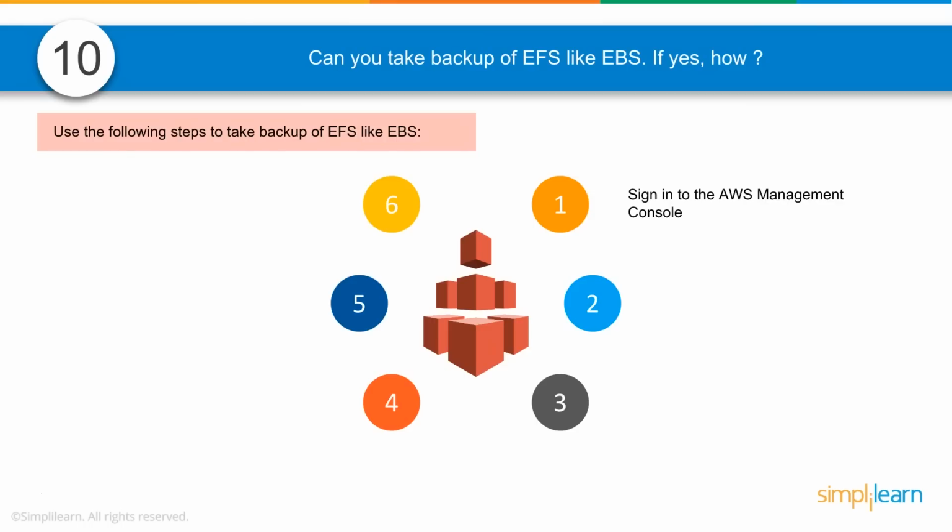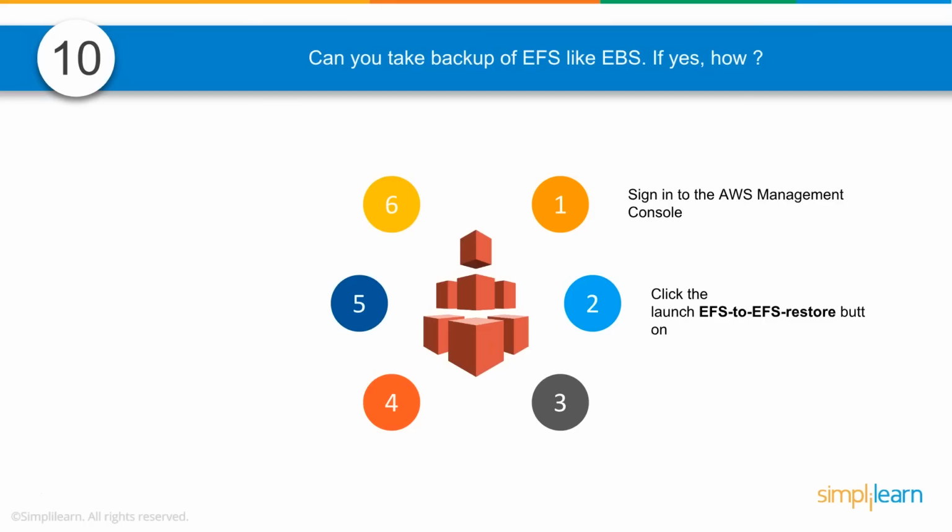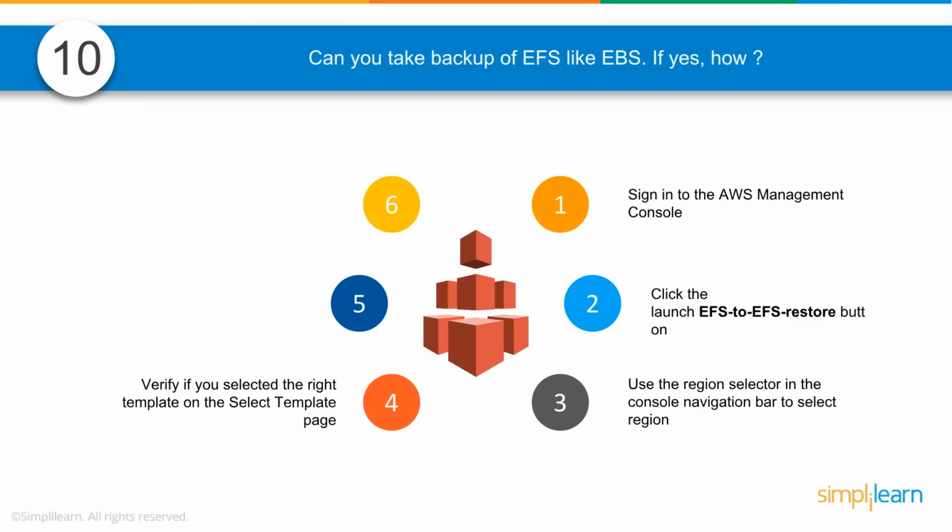There are a series of steps involved before we can achieve EFS to EFS backup. The first thing is to sign in to the AWS Management Console, and under EFS, click on the EFS to EFS restore button from the services list. From there we can use the region selector in the console navigation bar to select the actual region in which we want to work, and ensure that we have selected the right template. Some of the templates would be EFS to EFS backup, granular backups, incremental backups. So there are some templates, the kind of backups that you want to take.